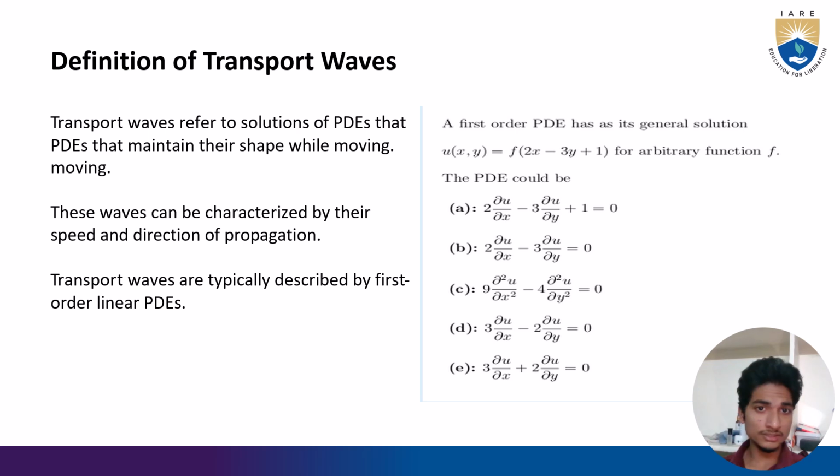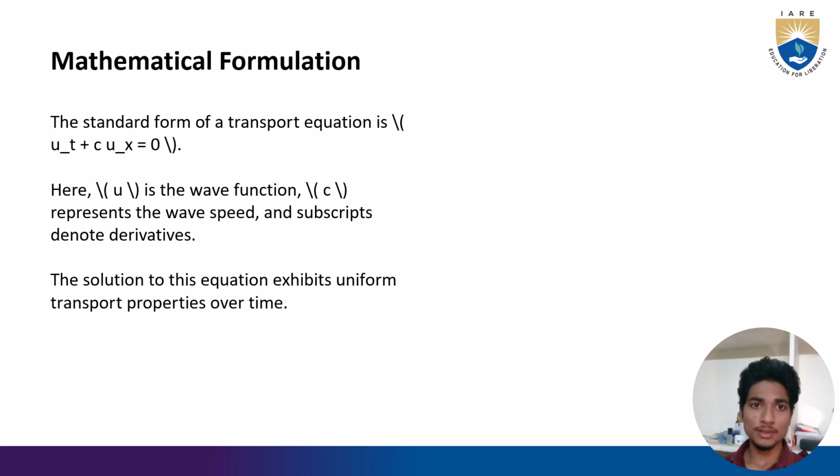So we will see the next topic, that is mathematical formulation. The standard form of a transport equation is u t plus c u x is equal to 0. Here, modulus of u is the wave function and the modulus of c represents the wave speed. The subscripts denote derivatives. The solution to this equation exhibits uniform transport properties over time.